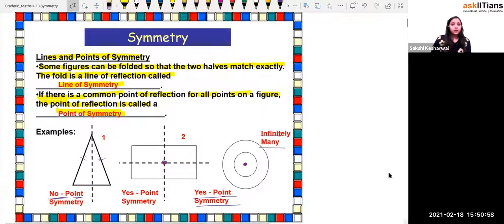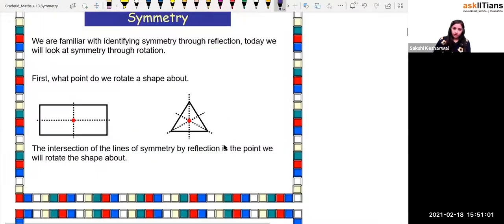So now let's come to the second thing. What is symmetry? We have already learned about it. We are familiar with identifying symmetry through reflection, and today we are going to look at symmetry through rotation, right? First, about what point do we rotate the shape? In your class 7th grade or later, you will see that you can do the rotation in different ways. If you take a figure, you can rotate it from the corner or from the center, but if it is not mentioned from where you have to rotate, then you can rotate it from anywhere, right?